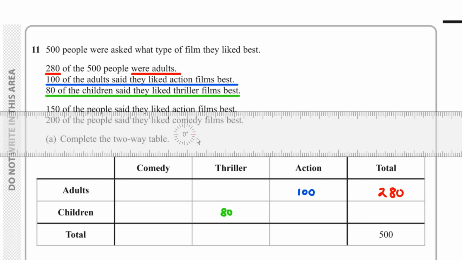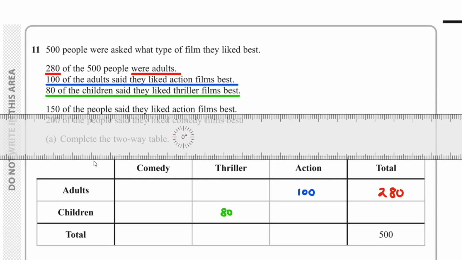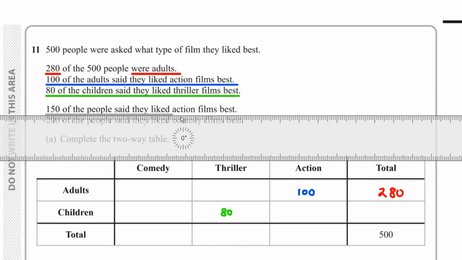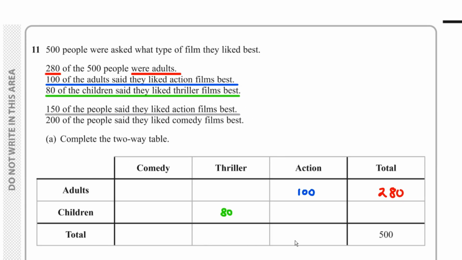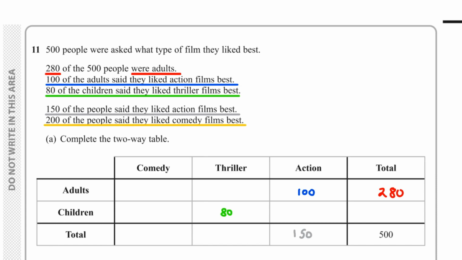Then we are told 150 of the people said they like action films best. So that means the total for action films is 150. And then we are told 200 of the people said they like comedy films best. So comedy in total is 200. So now we can complete the two-way table.